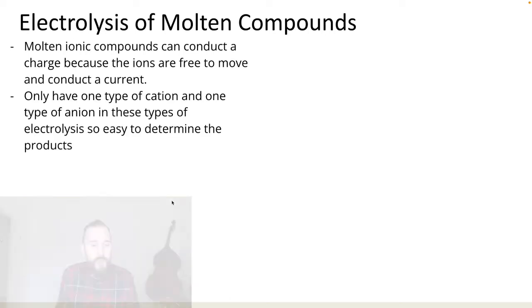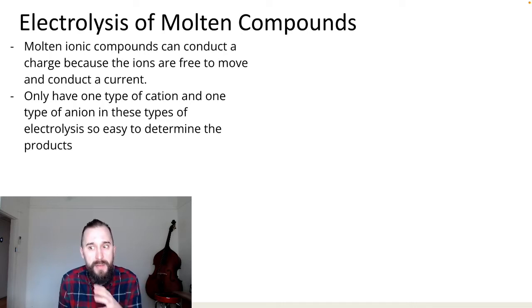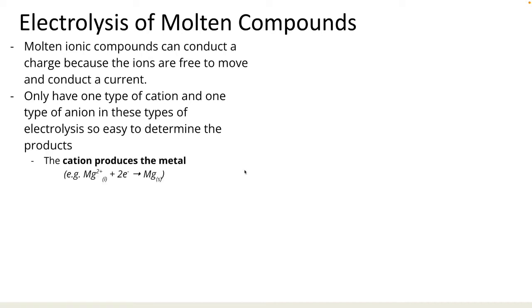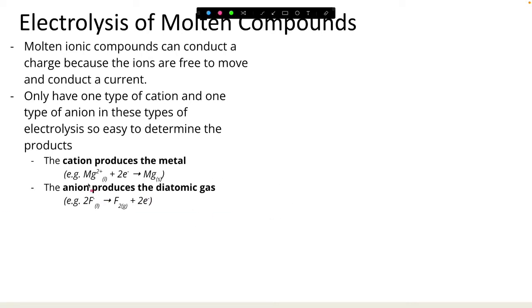These are a bit more straightforward in order to predict the products, because there's only one type of cation, there's only one type of anion, so there's only one thing that can be oxidized, there's only one thing that can be reduced. For example, if we had the electrolysis of molten magnesium fluoride, that means that we would have liquid magnesium ions in there, and we would have liquid fluoride ions in there. So at the cathode, the cation can be reduced to the metal. At the anode, the anion can be oxidized to the diatomic molecule.